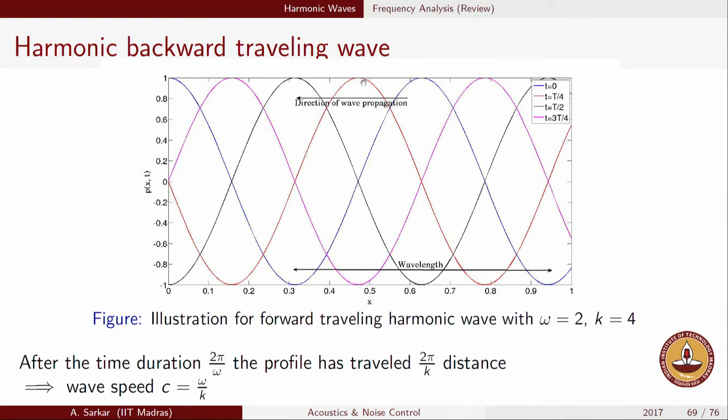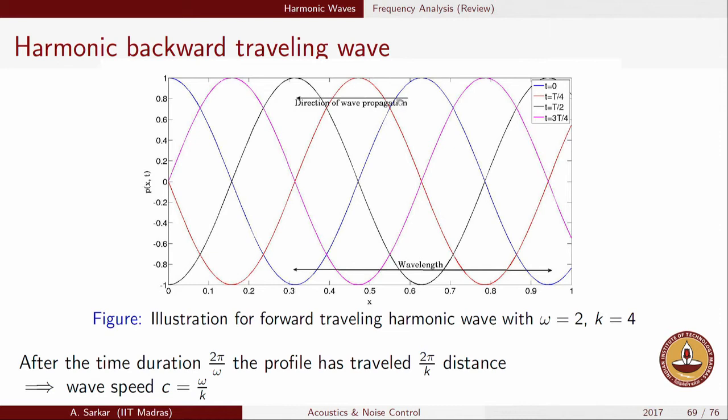This time if you plot, the blue comes to the red position, the red comes to the black position, the black comes to the magenta position, and in the next cycle the magenta would again come to the blue position. The entire story would be repeated after a time of capital T, so it would overlay with the blue plot. There is no point in plotting that blue curve anyway. After the time duration, again we will see that this profile would have travelled a distance 2 pi by k, which meant that the wave speed is again omega by k.